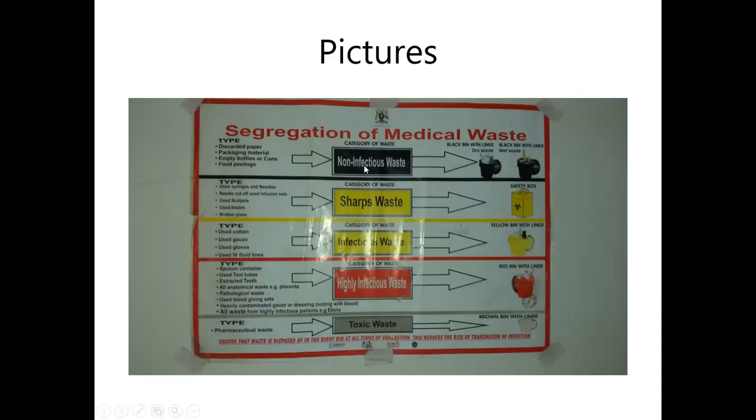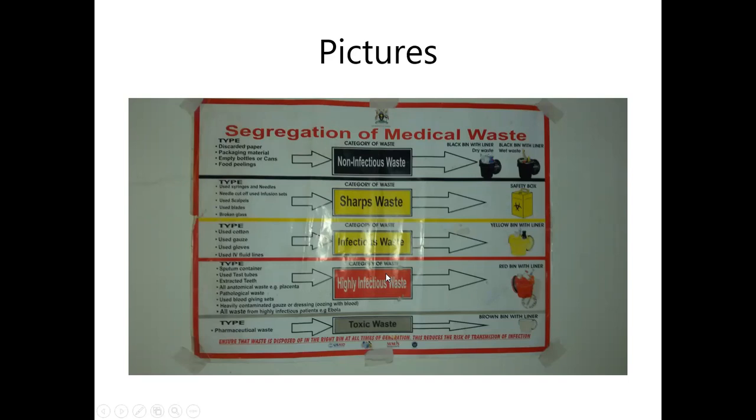If we look at the color codes, you will notice that black is for the non-infectious waste, which could include food peelings, empty bottles or cans, and it will go into the black bin with a liner. Then we have sharps, which could include used syringes, needles, blades, or broken glass. These go into a yellow safety box. We also have the infectious waste, which could include used cotton, gauze, as well as used gloves, among others. And this is put into a yellow bin with a liner.